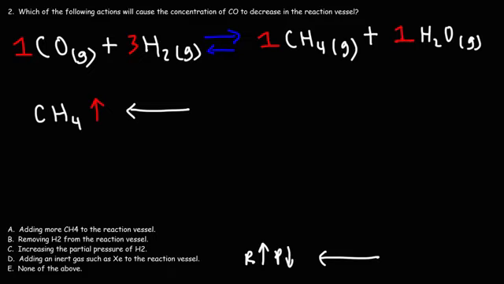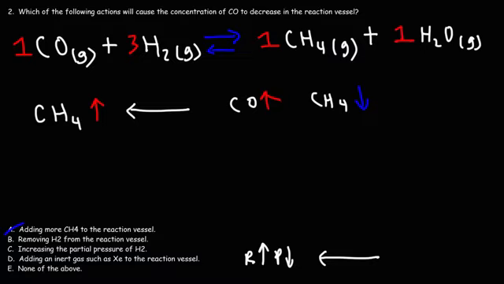As it shifts to the left, what's going to happen to CO? What will be the effect on CO? Now, CO is a reactant. So when a reaction shifts to the left, CO is going to increase. Methane, being a product, is going to decrease. So since you increase methane, the system is going to try to decrease it. And as it shifts to the left, the effect on CO is that it's going to increase. So since CO is not decreasing, A is not the answer we're looking for.